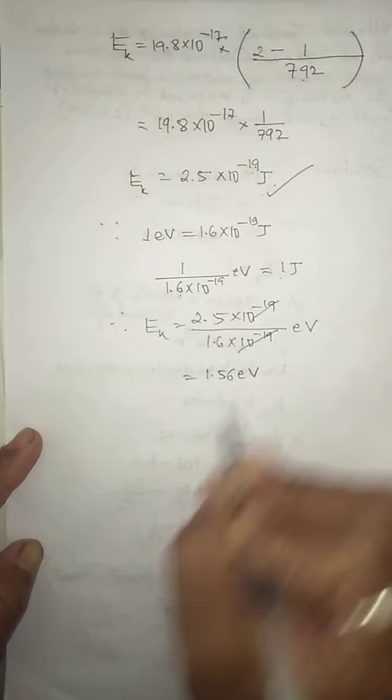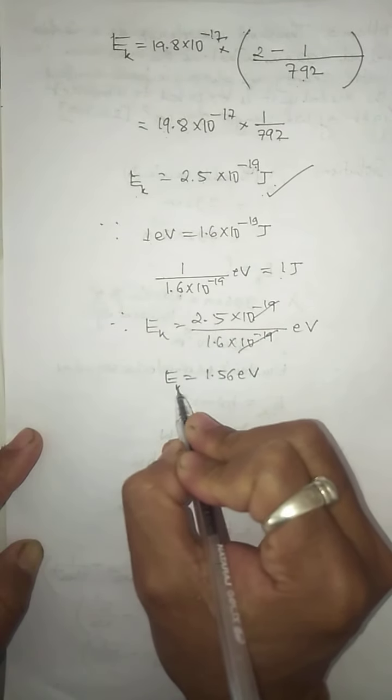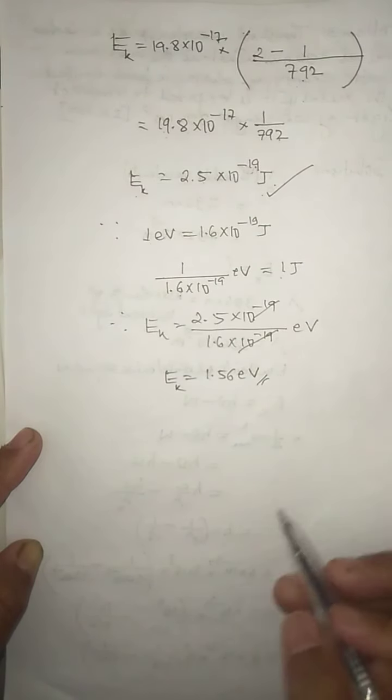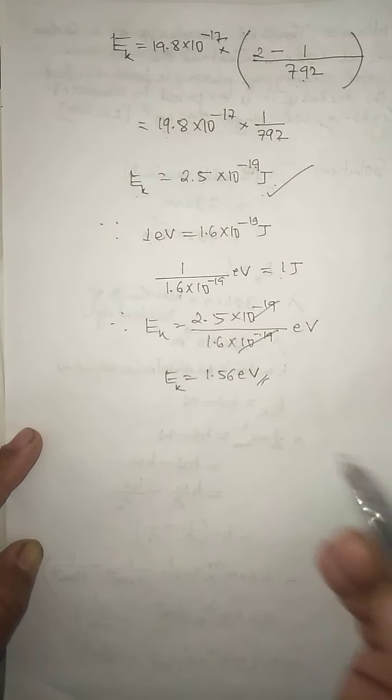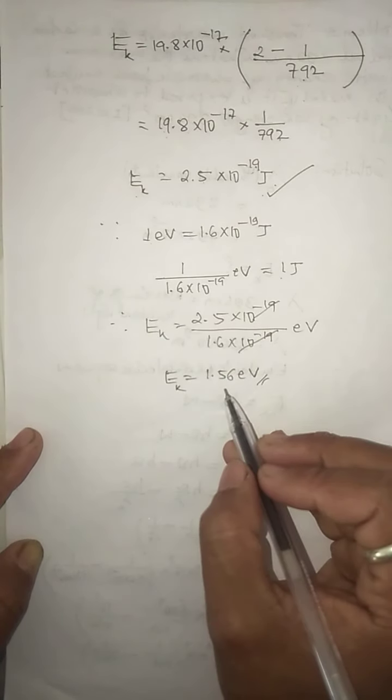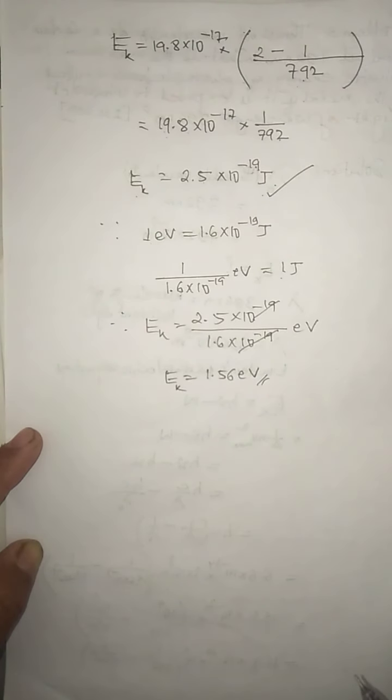1.56 electron volt. Okay, so you can write it this way also, 1.56 electron volt. So what is the maximum kinetic energy of the photoelectrons? You can leave this answer as 1.56 electron volt. Okay, so this is the explanation of problem number 3. Now we go to the next problem, that is problem number 4.